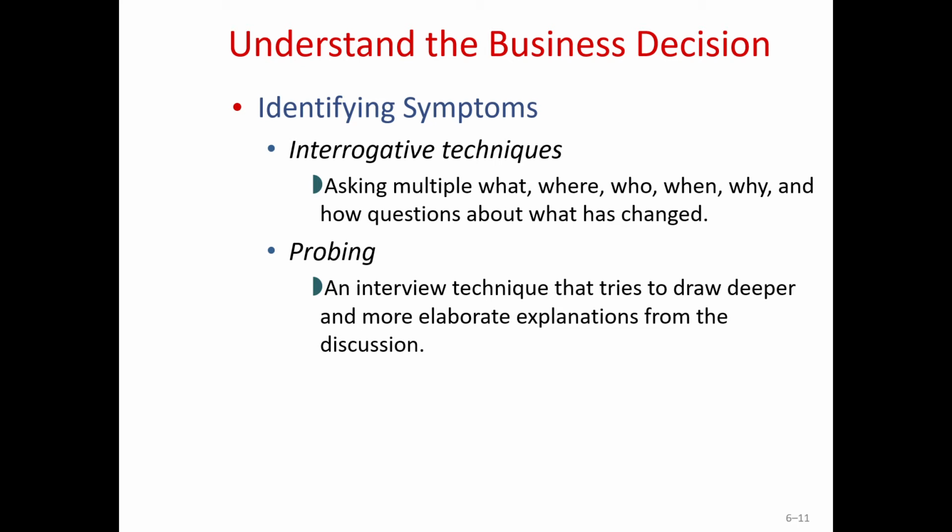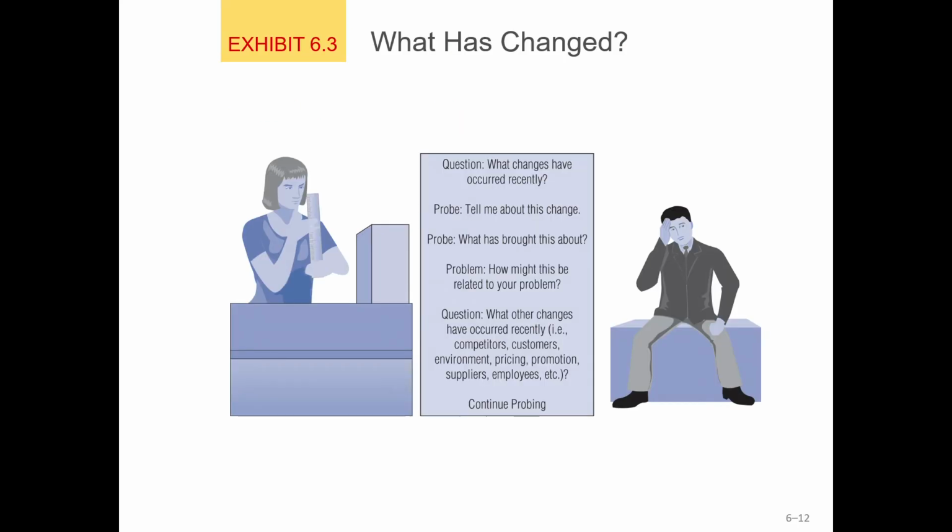At the risk of seeming repetitive, it's important that the researcher repeat this process to make sure that any important changes have not been left out. What has changed? And here we see some questions. What changes have occurred recently? Tell me about these changes. What has brought this about? How might this be related to your problem? Or other questions: what other changes have occurred recently? Competitors, customers, environment, pricing, promotion, suppliers, anything.